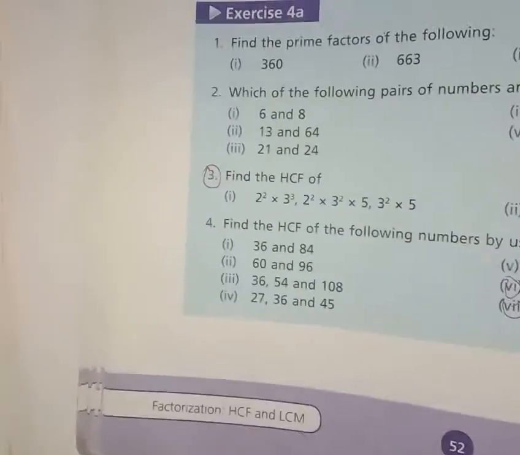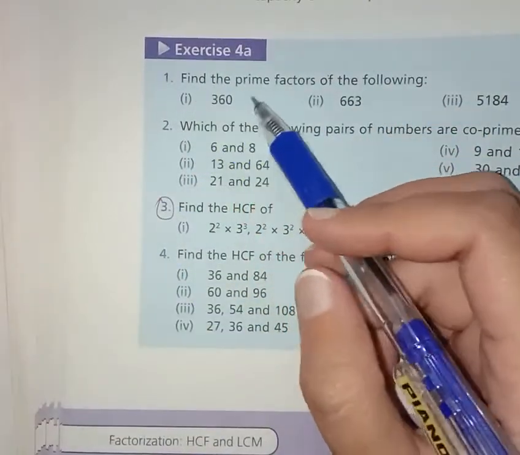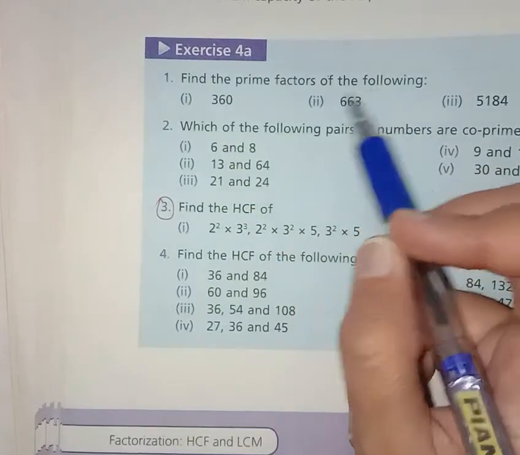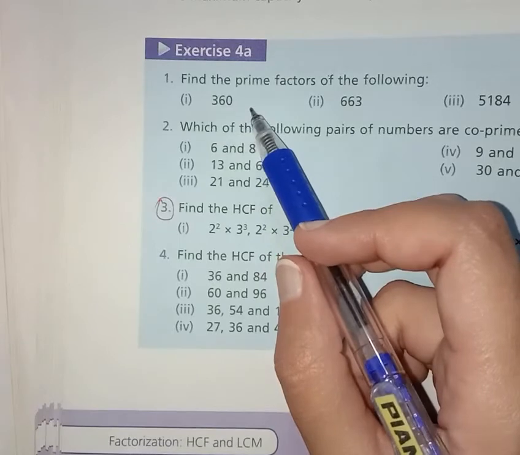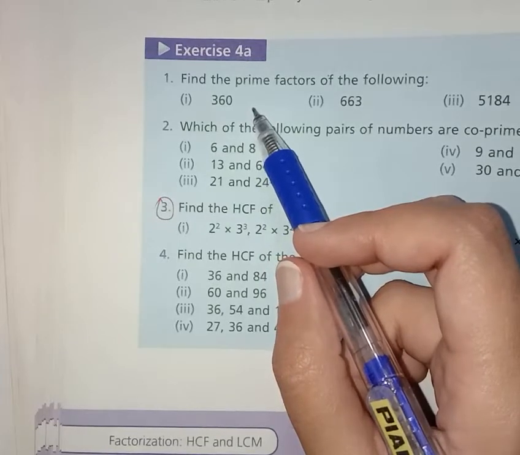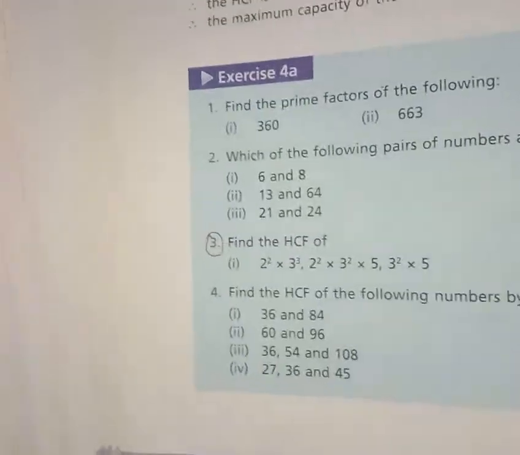Today our exercise is 4a. Now let's start our exercise. 4a, question number 1, find the prime factors of the following. We have done prime factors in class 5, and also something in class 4, and mostly in class 5. So let's start today's lecture.